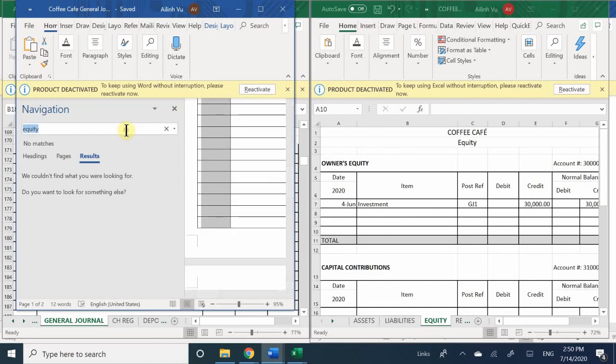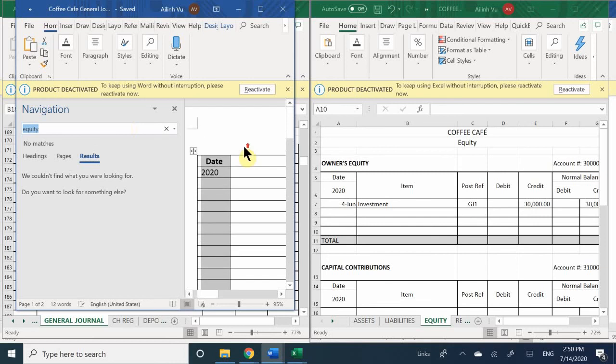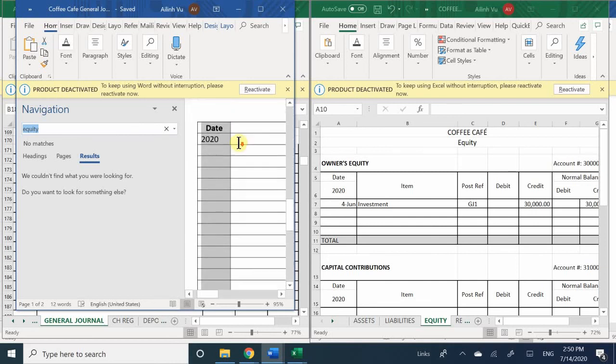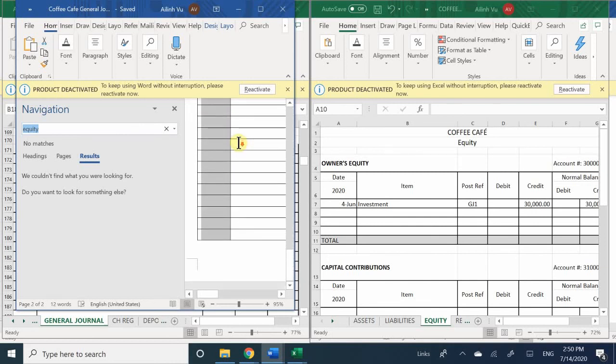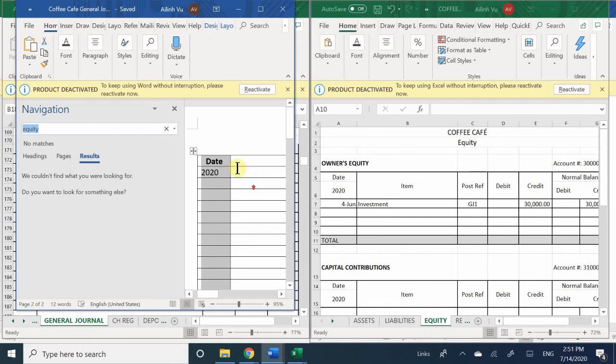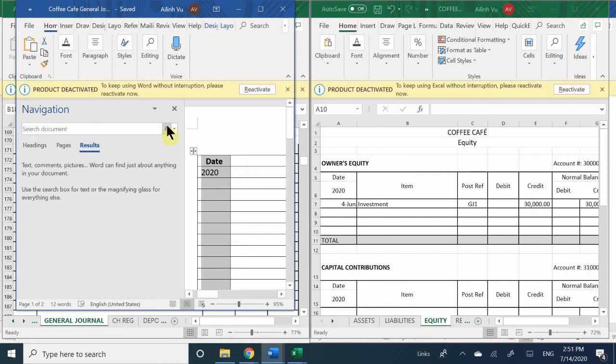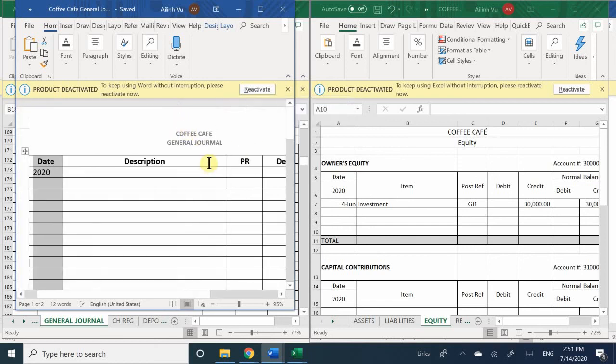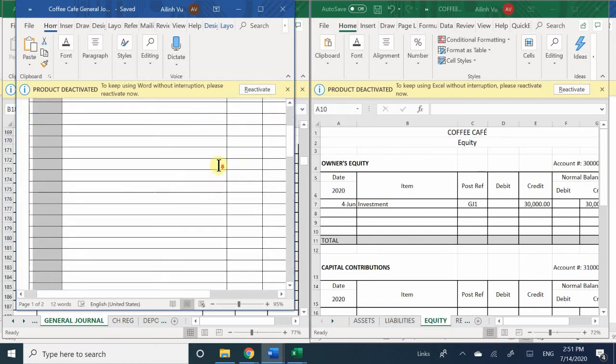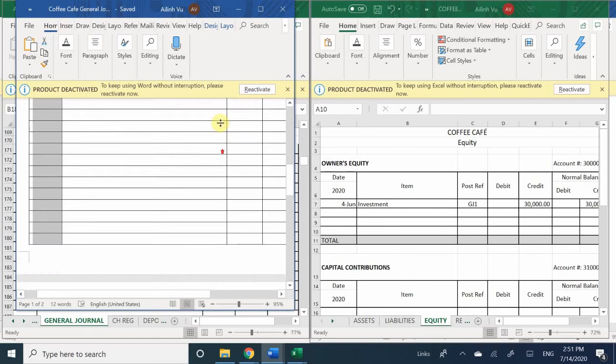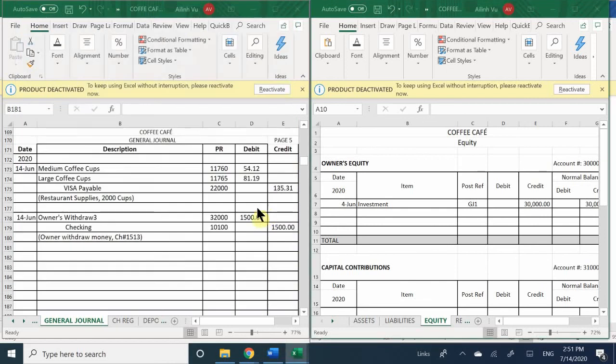Why is it not going through? Did all my account names get crossed out? Oh, I'm in the wrong one. I think this is... No, this is the right one. Oh, it's my general journal. Oh, man. I went to the wrong one.